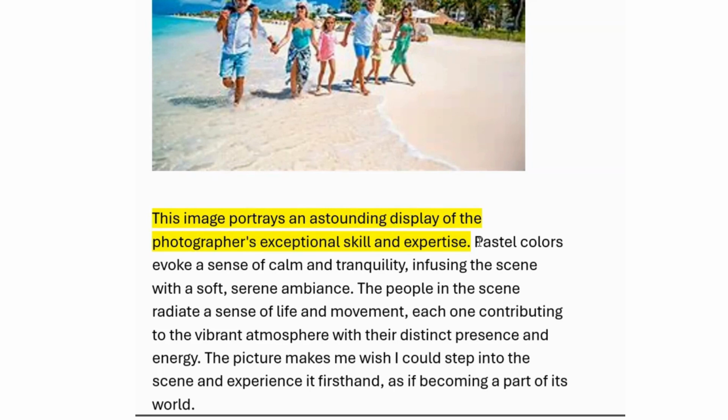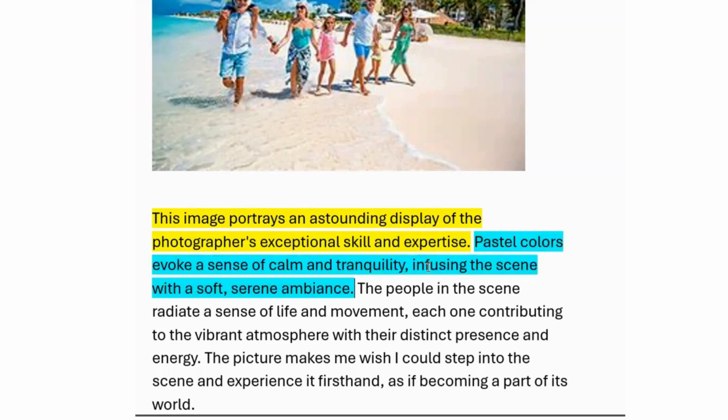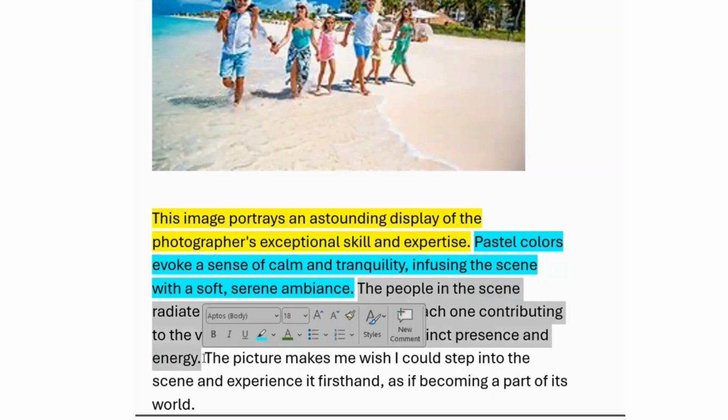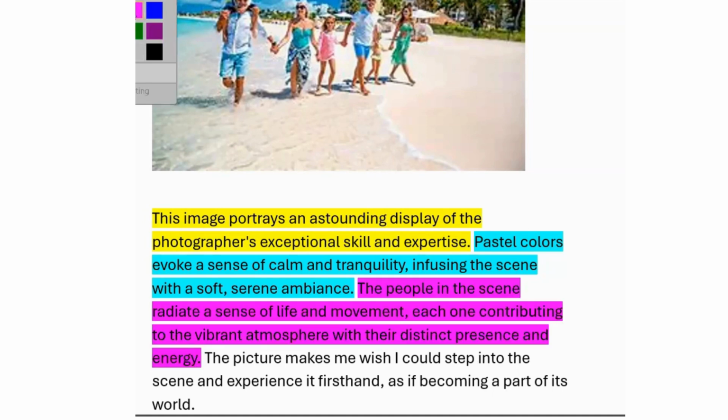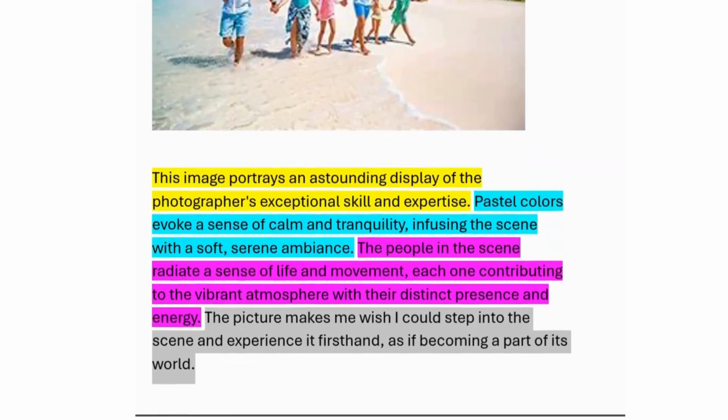The colors are pastel, so we go with the standard sentence we have. The people in the scene radiate a sense of life and movement, each one contributing to the vibrant atmosphere with a distinct presence and energy. So if people are there, you can use this sentence. So, people in a natural scene. And the picture makes me wish I could step into the scene and experience it firsthand as if becoming a part of its world. Now, these were some standard sentences.